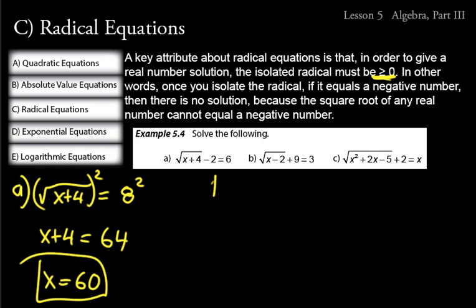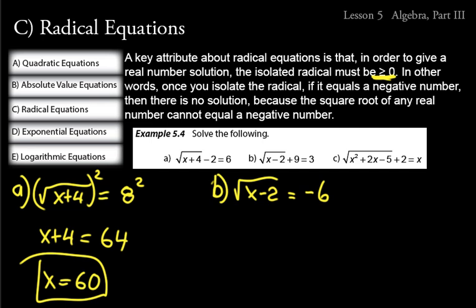B, it's always what you can do on these too is check your work that way to make sure everything worked out. Isolate the radical first. Square root x minus 2 is equal to 3 plus a negative 9. That's a negative 6. Square root of what equals negative 6?